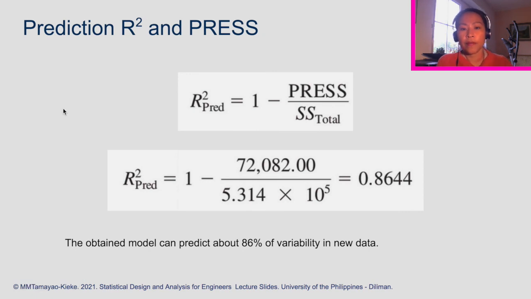So PRESS is related to prediction R squared. So prediction R squared is equal to 1 minus PRESS over sum squared total. And for our example, this is equal to 0.8644. This means that the model that we derived can predict about 86% of variability in new data.